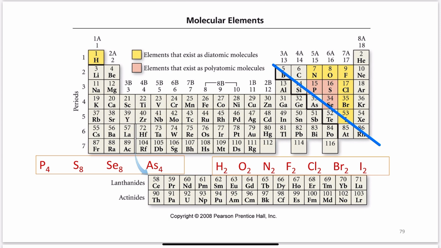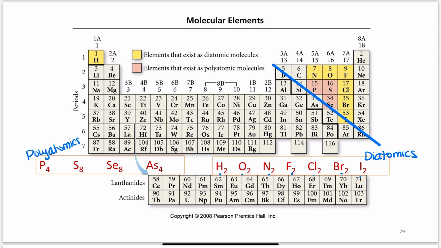Our diatomics: hydrogen, oxygen, nitrogen, fluorine, chlorine, bromine, iodine. Okay. They exist as H2, O2, N2, F2, Cl2, Br2, I2. What do I mean by that? I mean, if I say oxygen is reacting, I'm actually talking about O2, not a single atom of oxygen. Whereas if I said carbon was reacting, I'd be talking about a single atom of carbon. You have to know your diatomics and your polyatomics.